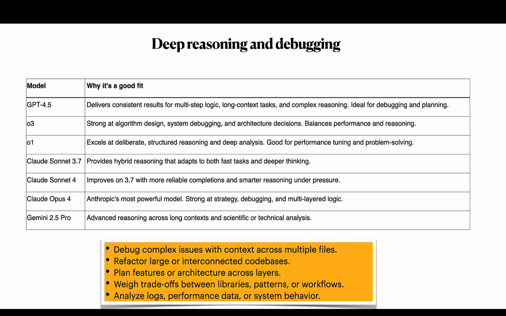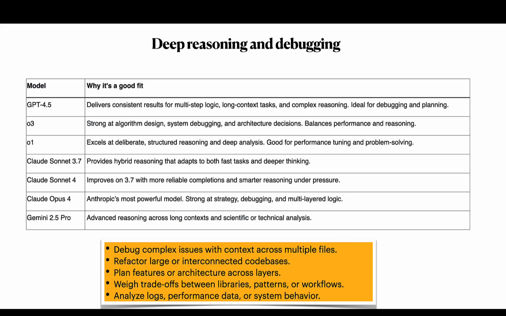Claude Sonnet 3.7 provides hybrid reasoning that adapts to both fast tasks and deeper thinking. Claude Sonnet 4 improves on 3.7 with more reliable completions and smarter reasoning under pressure. Opus 4 is Anthropic's most powerful model, strong at strategy, debugging, and multi-layered logic. And Gemini 2.5 Pro offers advanced reasoning across long context and scientific or technical analysis. So you can go with Gemini 2.5 Pro.